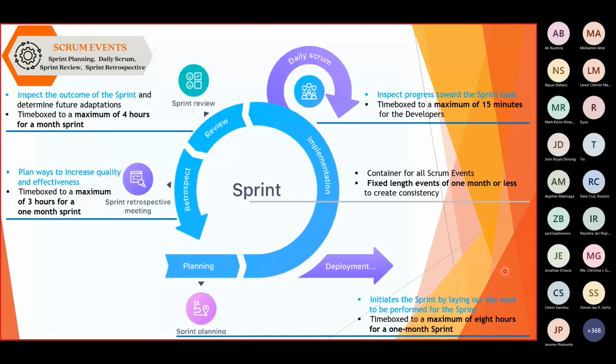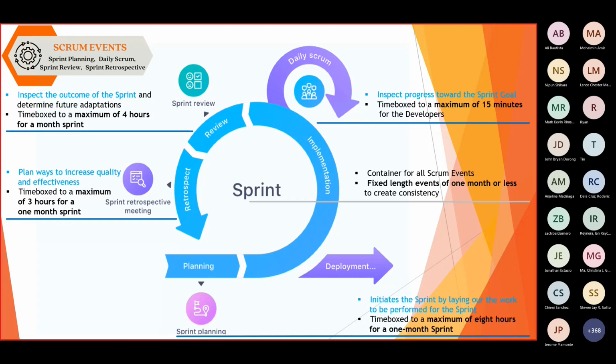All right. After that, the cycle goes back to the sprint planning for the next sprint. So again, we have the four different Scrum events. We have the sprint planning, which initiates the work to be done. The daily Scrum, wherein we inspect where we are towards our goal of the sprint. And then the sprint review, wherein we inspect the outcome of the sprint. And lastly, the sprint retrospective, wherein we sit down and plan ways to improve the quality and effectiveness.